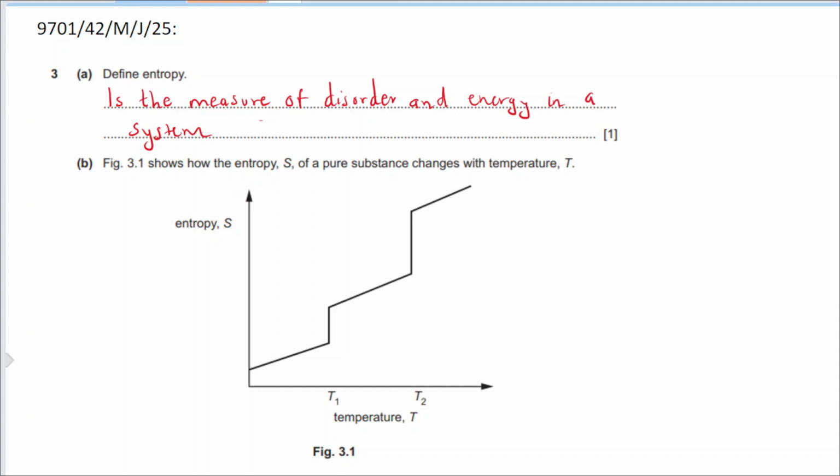So entropy is just the measure of disorder. You can also write randomness and other similar words. But the main point is that it's the measure of the disorder and the energy in the system. Okay. Let's go to the next one.